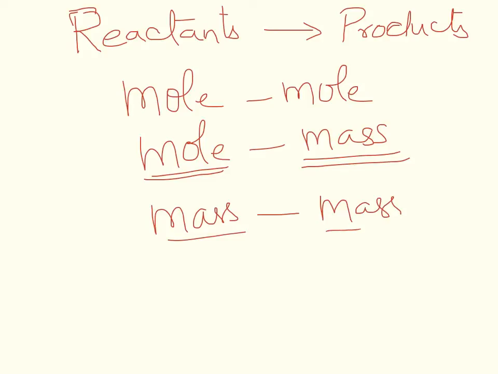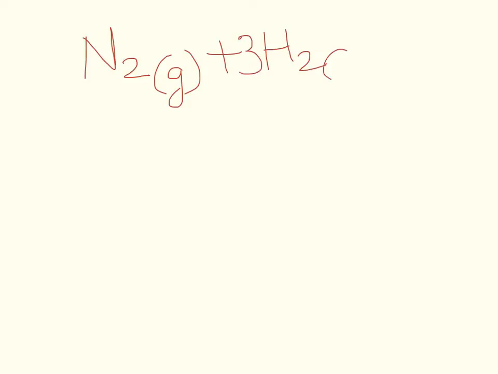Okay, so let's first learn about the mole-to-mole relationships, and then we will generalize it to mole-mass and mass-mass relationships. So let's take an example reaction: nitrogen gas plus hydrogen gas yields ammonia.